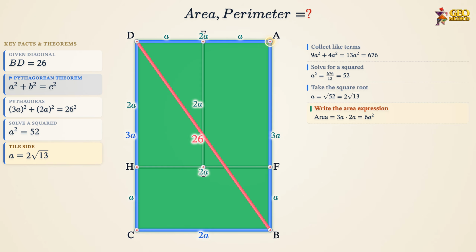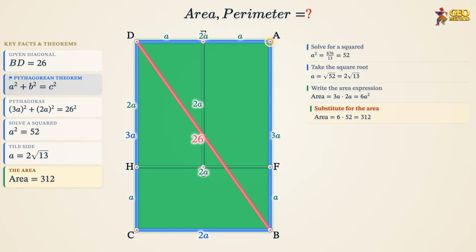Now the payoffs. The area is width times height, 2A times 3A, which is 6A squared. Notice it depends on A squared, which we already have. Substitute A squared equals 52. 6 times 52 is 312 square units.